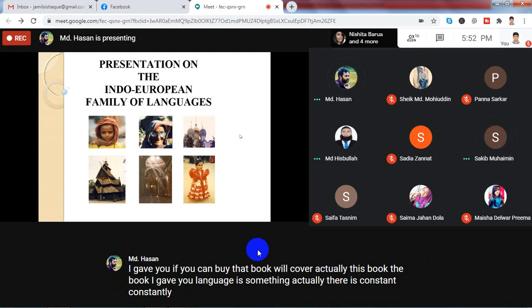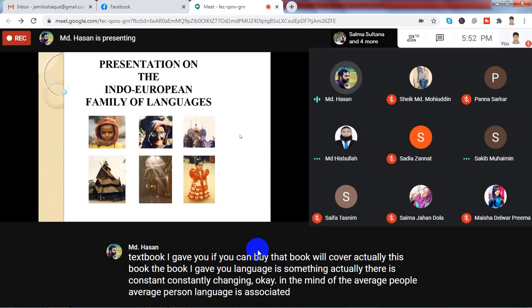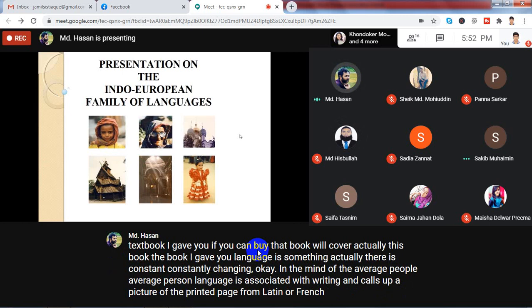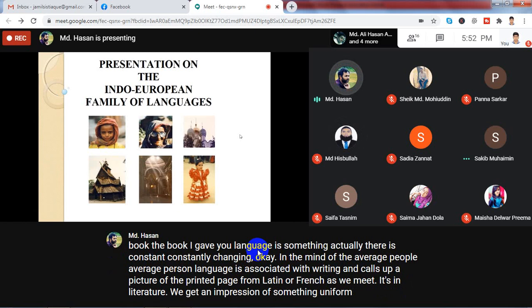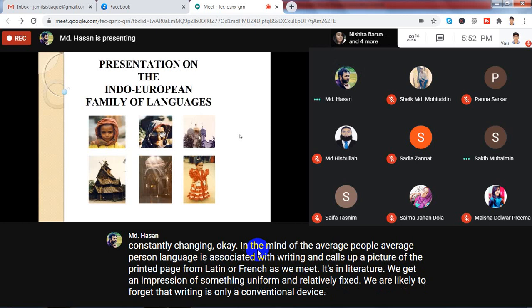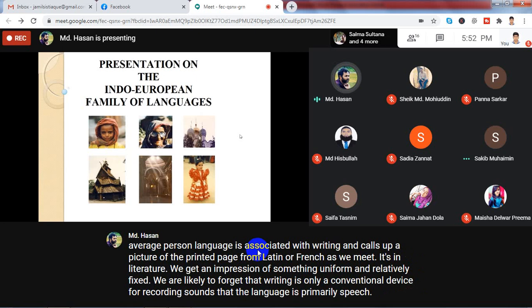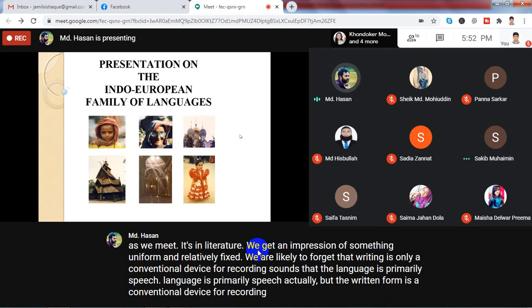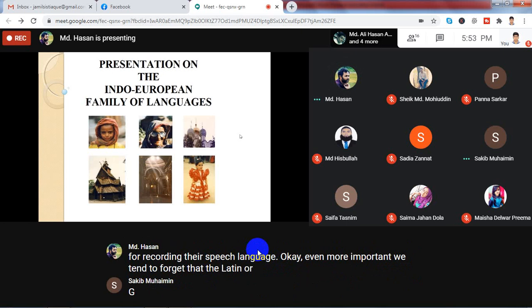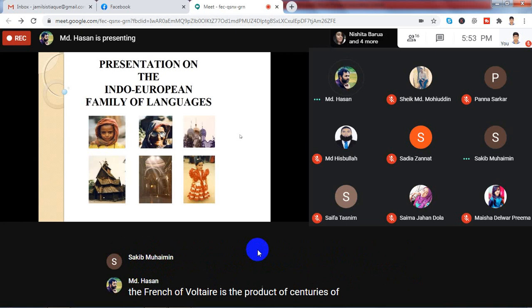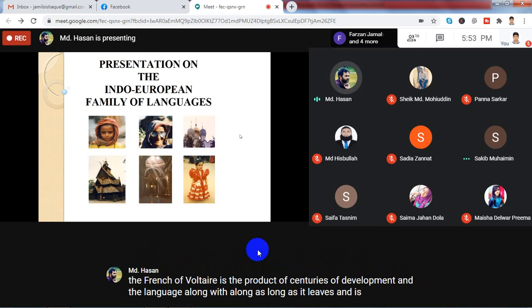In the mind of the average person, language is associated with writing and calls up a picture of the printed page. From Latin or French, as we meet it in literature, we get an impression of something uniform and relatively fixed. We are likely to forget that writing is only a conventional device for recording sounds, that the language is primarily speech. Even more important, we tend to forget that the Latin of Cicero or the French of Voltaire is the product of centuries of development, and the language, as long as it lives and is in actual use, is in a constant state of change.